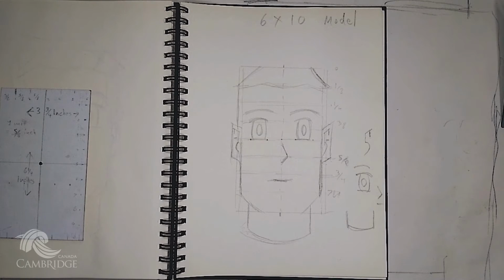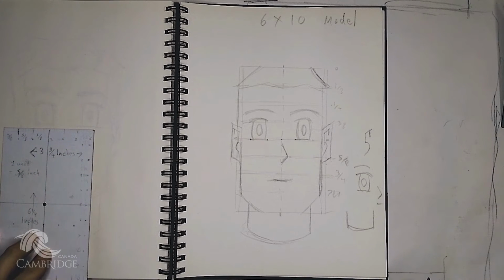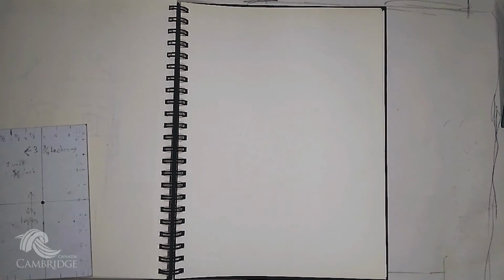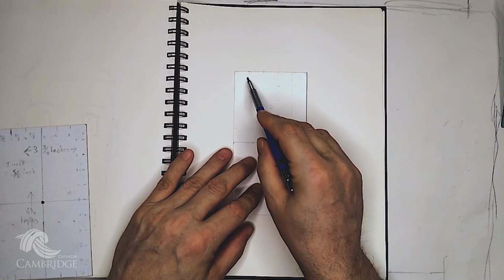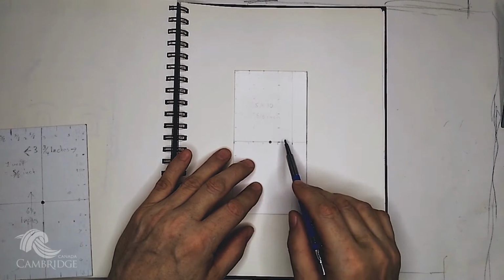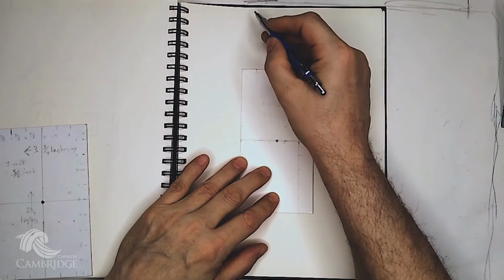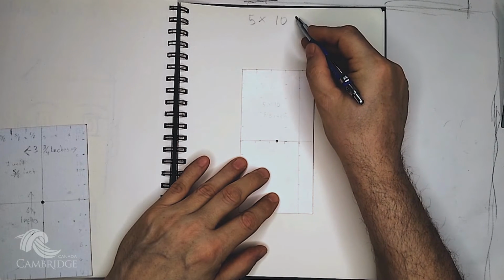Now, the other way that I think of doing these is using a 5 by 10 model. So let's do that. So now I'm going to show you my, if I can find it, here it is, 5 by 10 template. Still it's 5/8 of an inch for each unit, but there's only 5 across, and to the halfway point 5 down. Obviously to the bottom is 10. So let's do this 5 by 10 model.